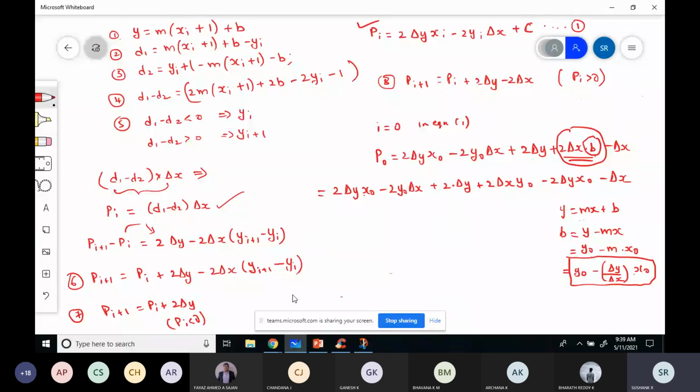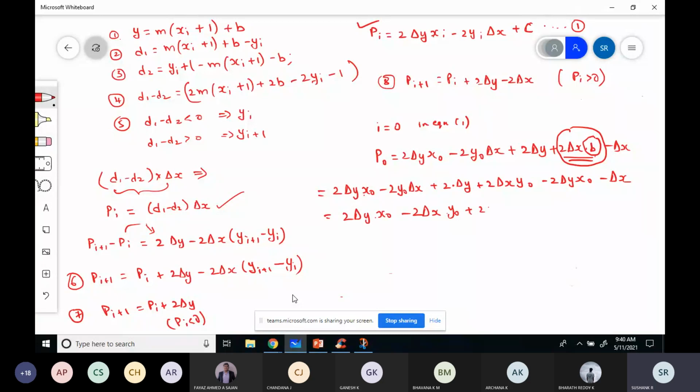What is the next part? So I've simplified the equation. So we'll go with further analysis. Try to check if any terms will get cancelled. Delta x y naught. See, I'll rearrange this so that you'll understand. I'll write delta x and delta y initially. So 2 times delta y x naught minus delta x y naught plus 2 times delta y plus 2 times delta x y naught minus 2 times delta y x naught minus delta x.